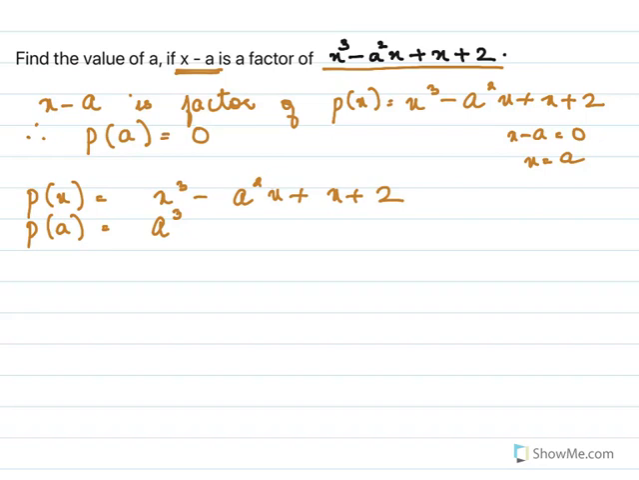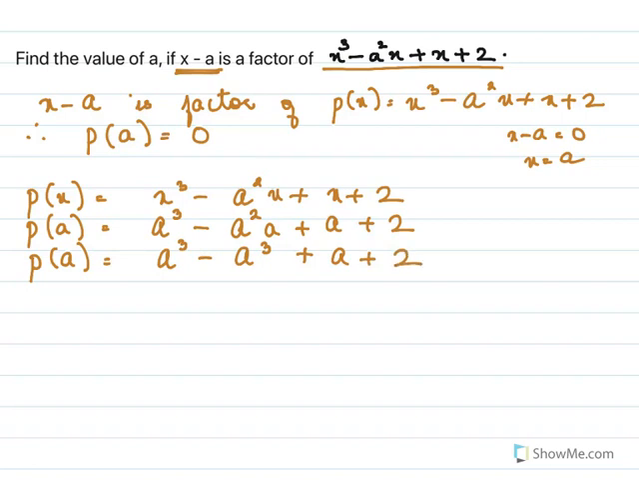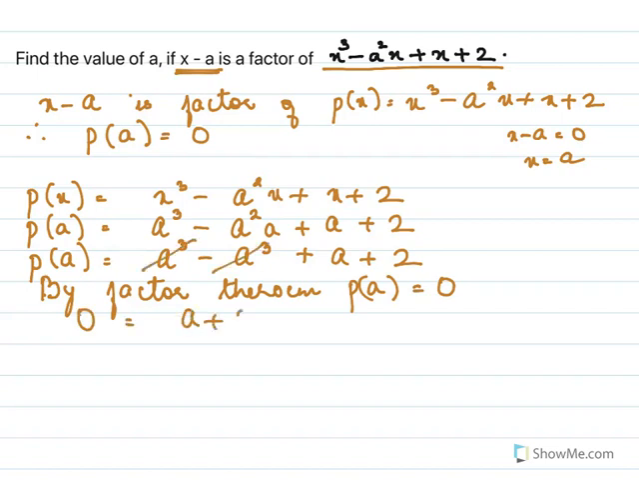So wherever there is x, you put a. So a squared, this is x here, I put a, and there is x here, I put a, plus 2. So p of a equals a cubed minus a cubed plus a plus 2. Now if it is a factor, I can say that p of a by factor theorem, or even by remainder theorem, will be 0, because if it's a factor, the remainder has to be 0. So 0 equals, this of course cancels, a plus 2. So a equals minus 2. So here basically we found the remainder, and if it's a factor, we know the remainder should be equal to 0.